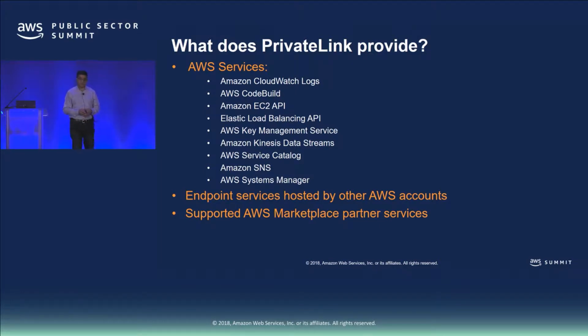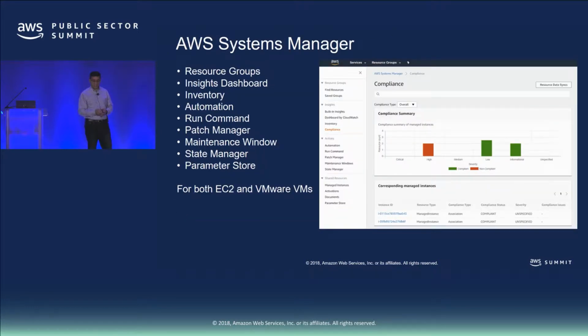The third part is Marketplace products. Marketplace products, actually SaaS products, started to support this model and give you the possibility as a user to consume a service from Marketplace privately without accessing a public endpoint. Let's touch on some of the examples.